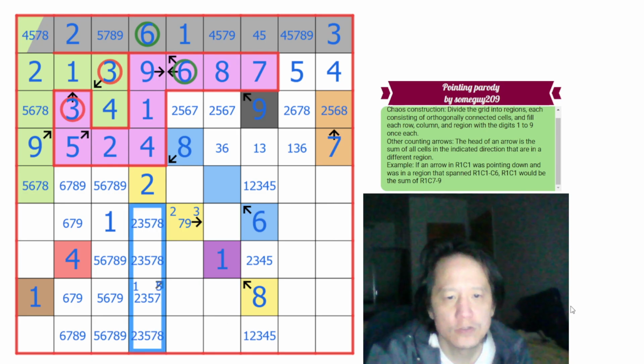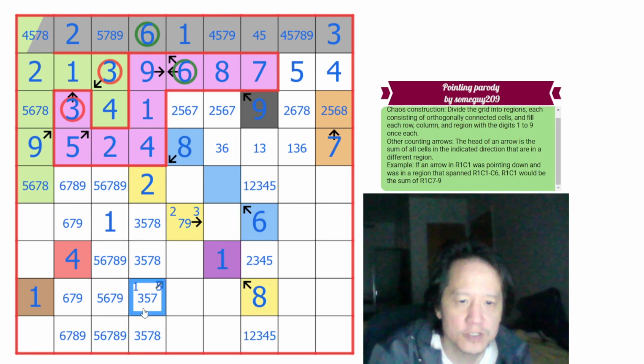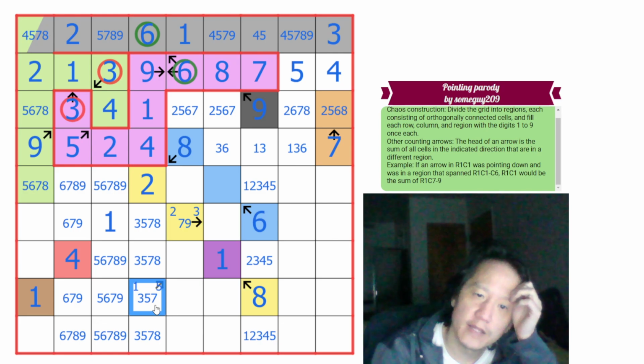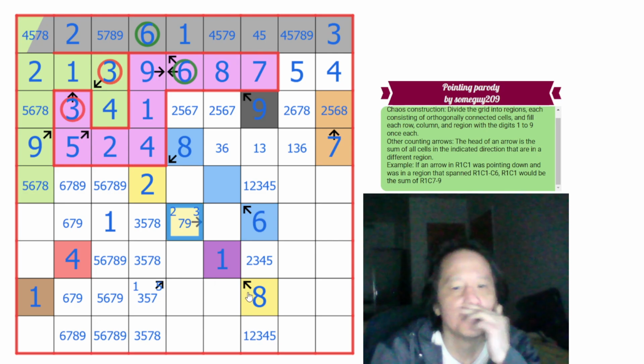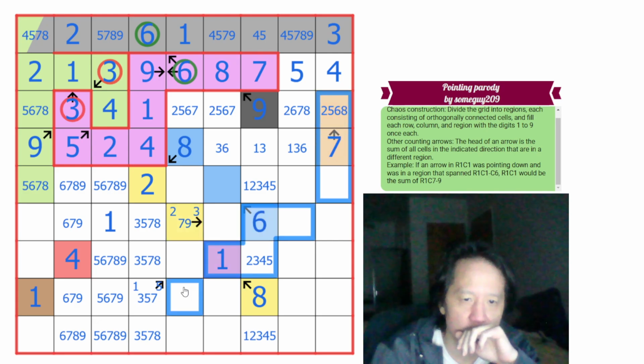These can't be 2. This is 3, 5, or 7. Interesting. This can't be 1. This can't be 1. This is never part of this region. It just can't make it there, right? First of all, if this is yellow, this can never be part of this region.